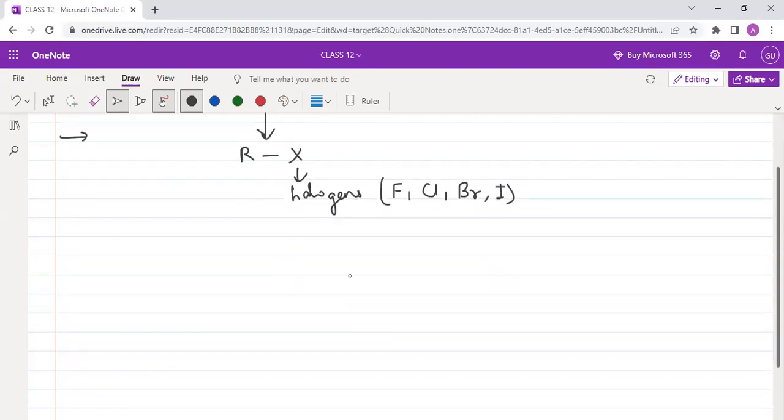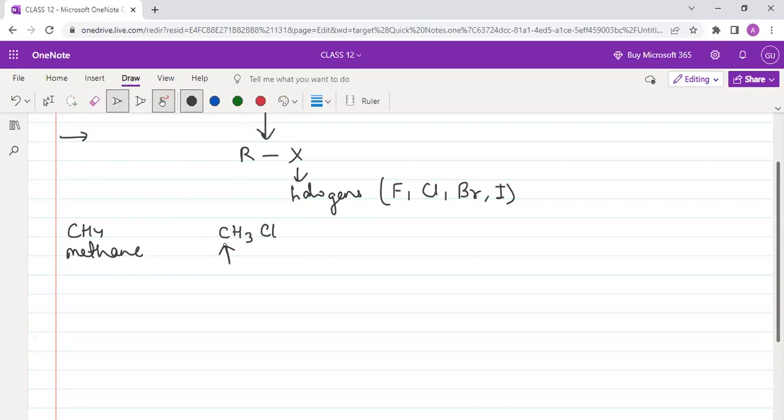Suppose we take a simple example, like CH4, which is methane. If we replace one hydrogen atom by a halogen, like Cl, can you tell me the hybridization of this carbon atom in the haloalkane? Name as well as the hybridization. It's chloromethane, right? Yes, chloromethane.